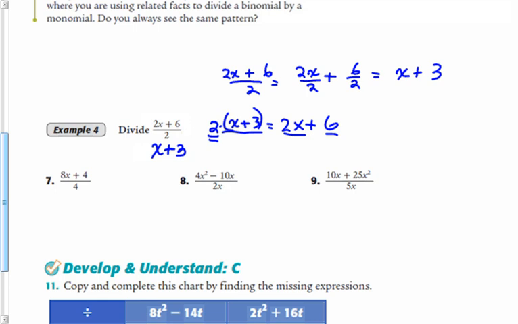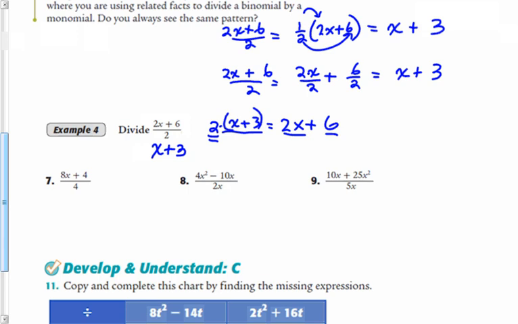One other way you can think of it is 2x plus 6 divided by 2 is the same as 2x plus 6 times the reciprocal of 2, which is 1/2. So 1/2 times quantity 2x plus 6, multiplying by 1/2 is the same as dividing by 2. And then I can use the distributive property. 1/2 times 2 is 1x, and 1/2 times 6 is 3. So there's a couple ways you can think of this. So I'll do one more with you.